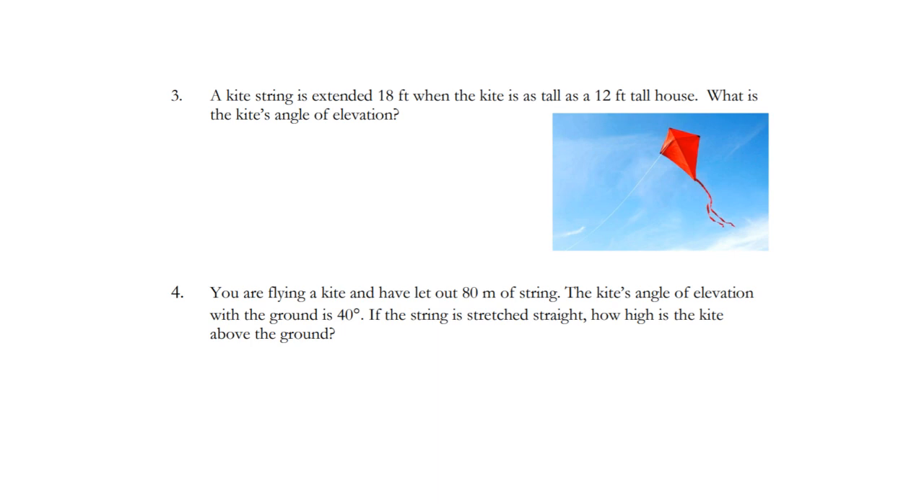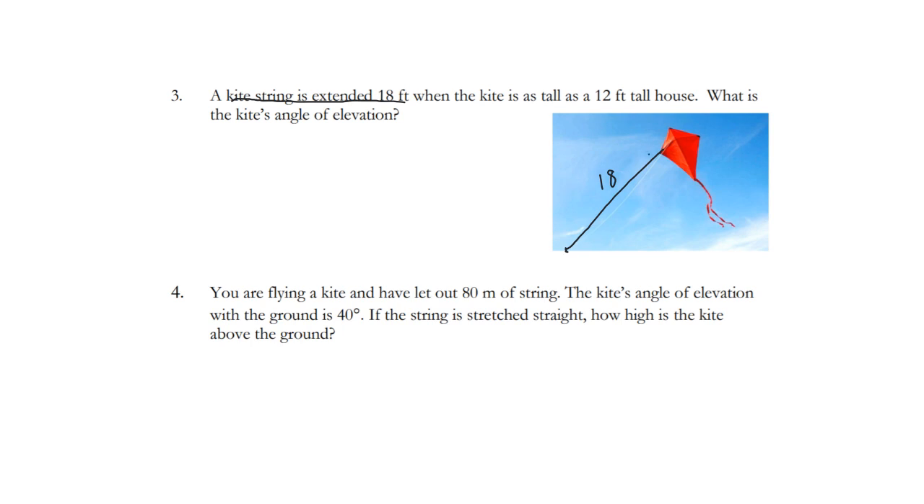Okay, let's try a couple more. This one says a kite string is extended 18 feet when the kite is as tall as a 12-foot tall house. What is the kite's angle of elevation? All right, so let's add some information to our diagram. So first of all, it says the kite string is extended 18 feet. So let's say this is the bottom of the string, even though we can't see the person hanging on to it. So the kite string is this right here, and I drew it more straight, it's bending a little bit. Let's estimate. So that's 18 feet.